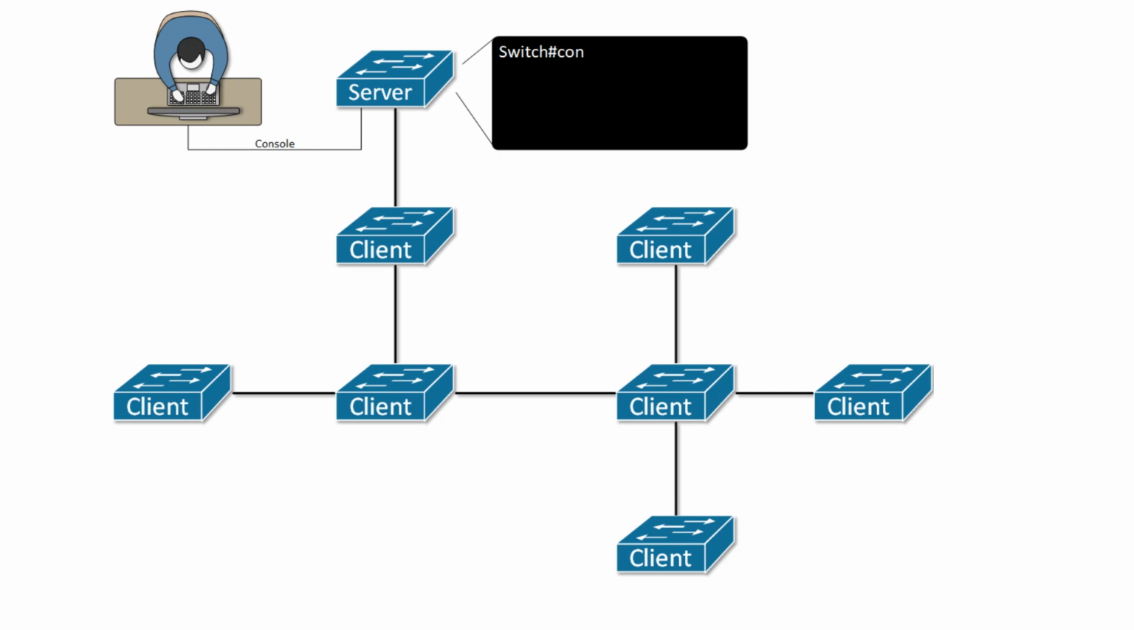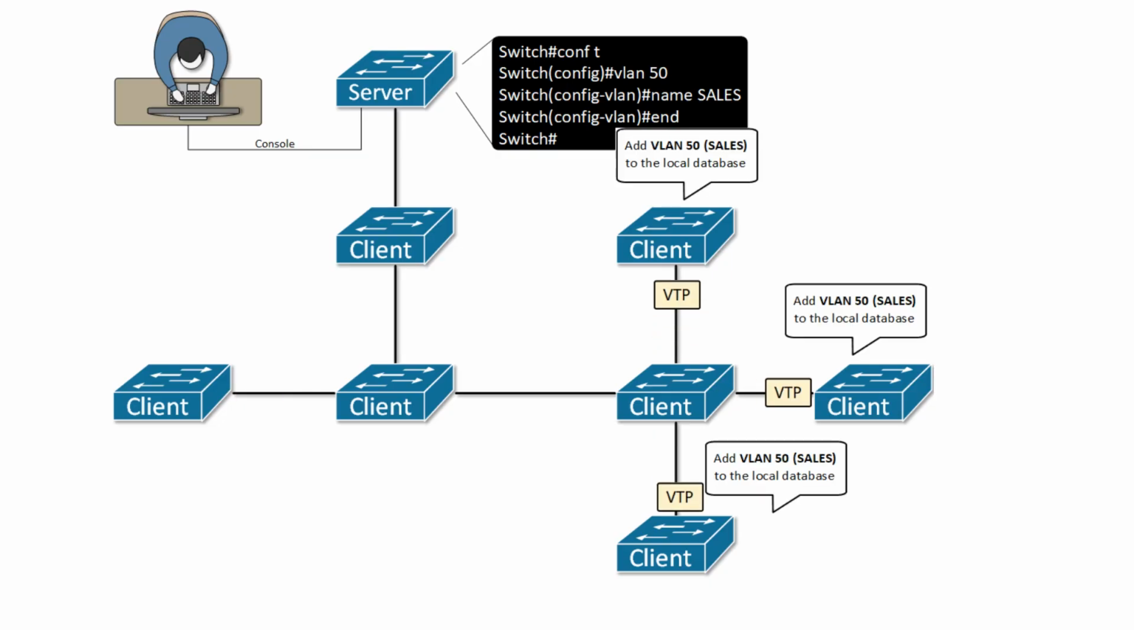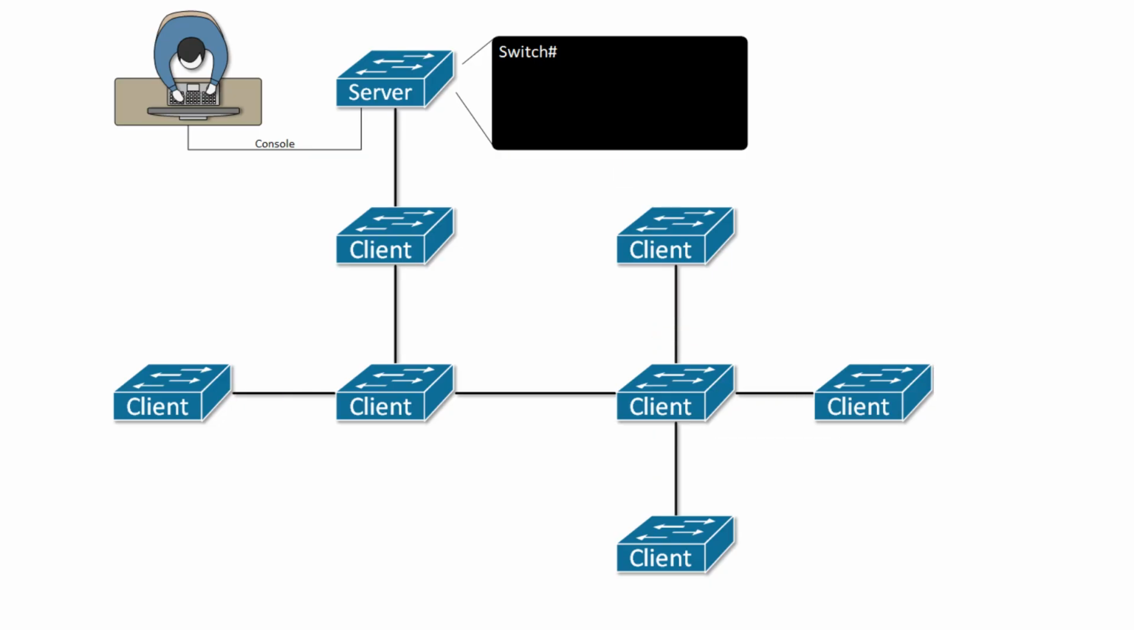What is VTP? What problem does VTP solve? Previously, we have learned that VLANs are locally significant for a switch and are configured manually. Well, if you think more deeply about it, this is a huge scaling limitation. Imagine a network that has 100-plus switches and you want to provision a new VLAN.